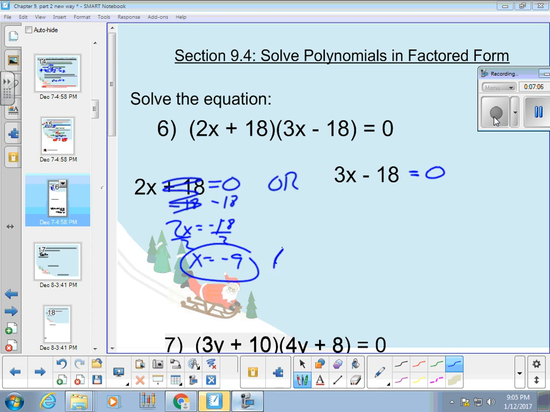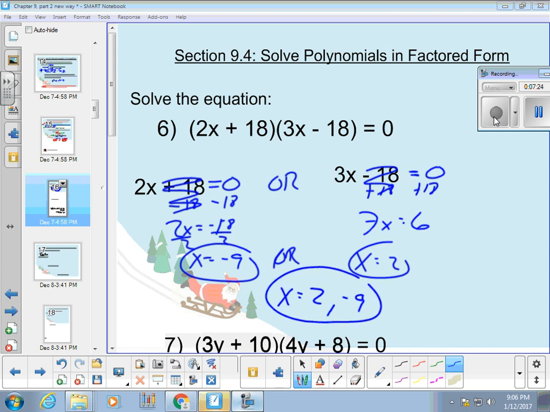Or x can also equal, again over here, just like solving a little linear, add 18 to both sides, 3x equals 6. If I divide both sides by 3, x equals 2. So my two answers, I could just write simply, x is 2, or 2 and negative 9. Those are my two answers.